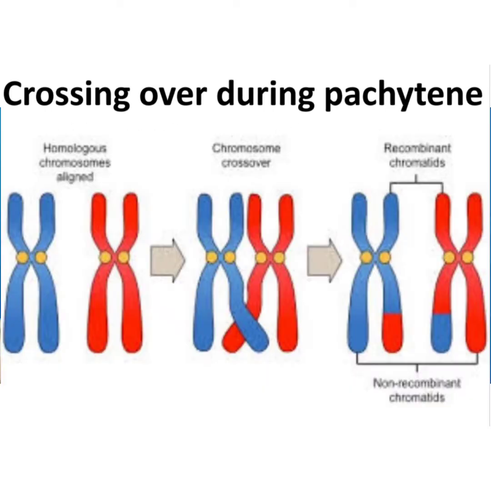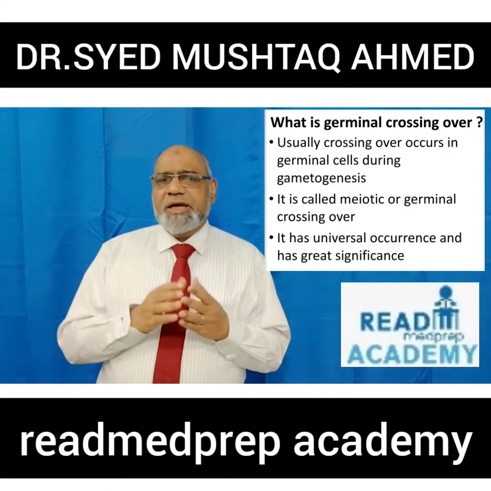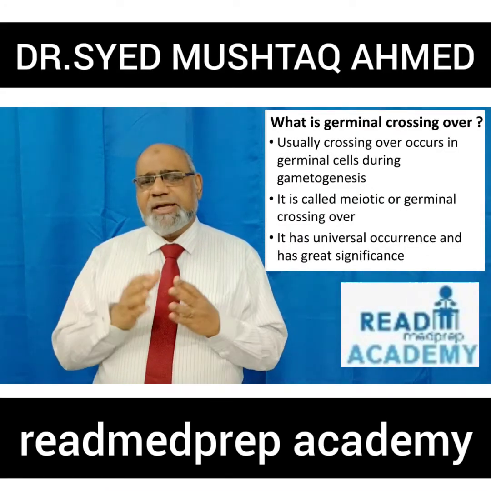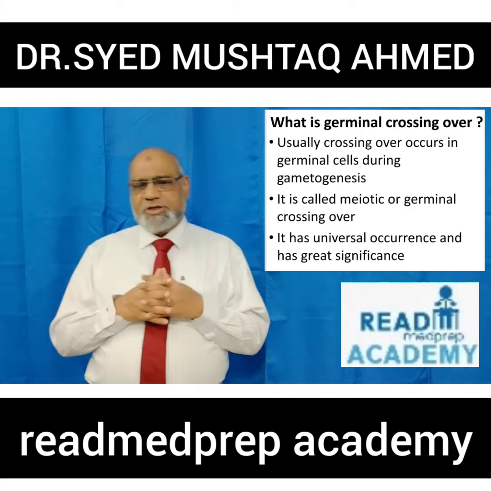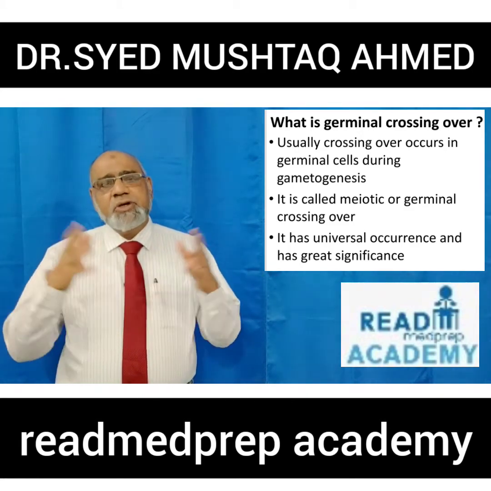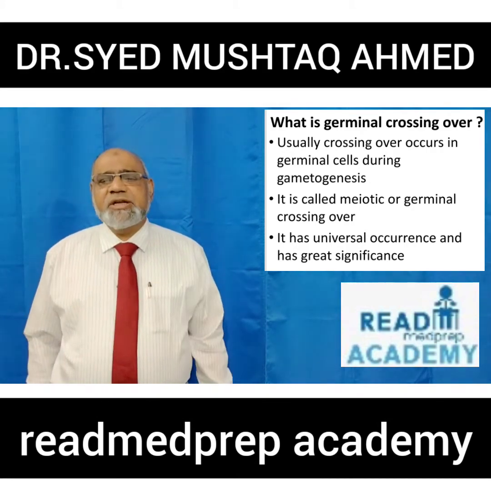Here you can see a close-up view of the crossing over during the pachytene stage. The homologous chromosomes come close together and there is crossing over between the non-sister chromatids, and there is formation of two recombinant chromatids and two non-recombinant chromatids. Usually, crossing over occurs in the germinal cells during gametogenesis. It is called meiotic or germinal crossing over. It has universal occurrence and has greater significance.